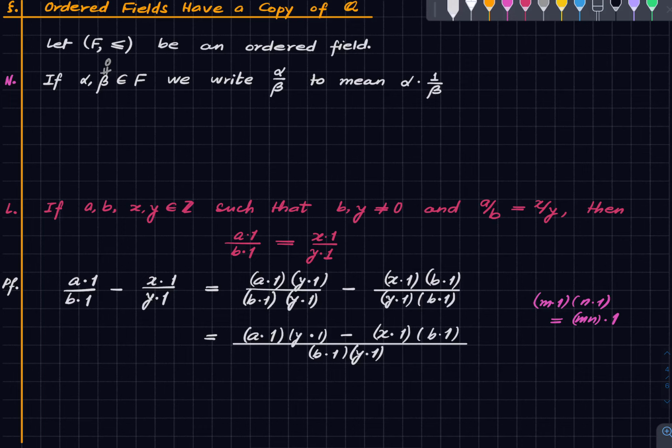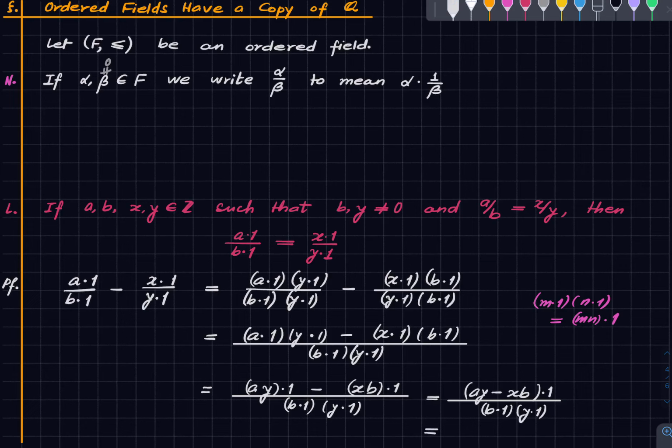So this is equal to (ay dot 1 minus xb dot 1) divided by that, and hence this is equal to 0.1 divided by this thing. Why? Because when we say these two things are equal, we just mean that ay minus bx is 0. So this is 0.1 and hence this is 0. So this difference is 0 and hence these two things are equal.